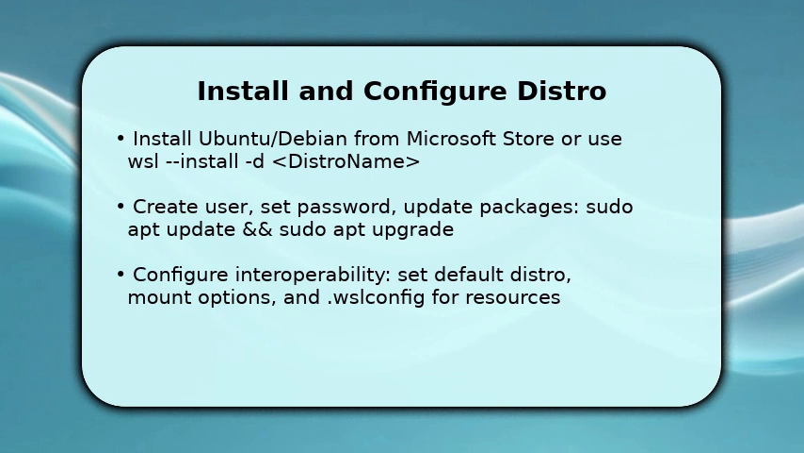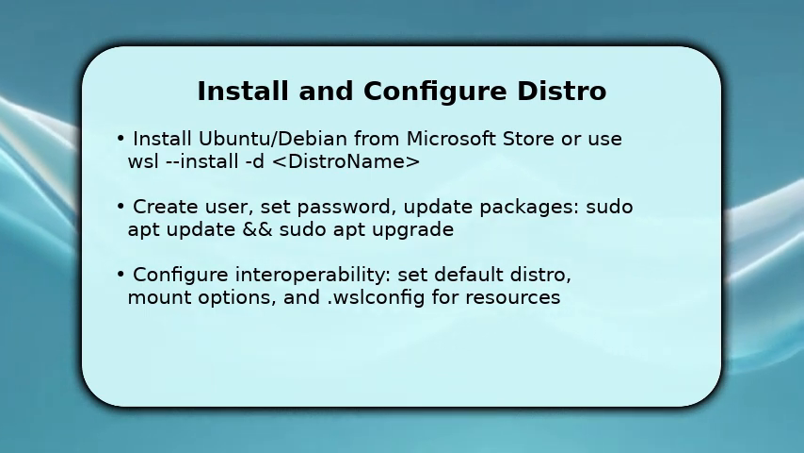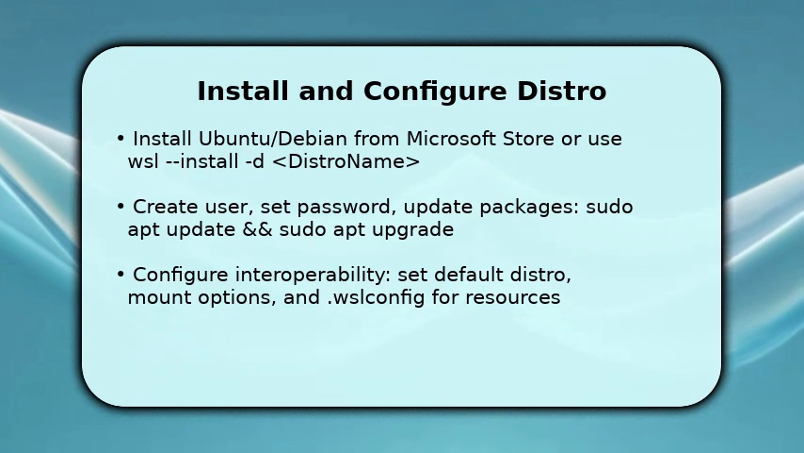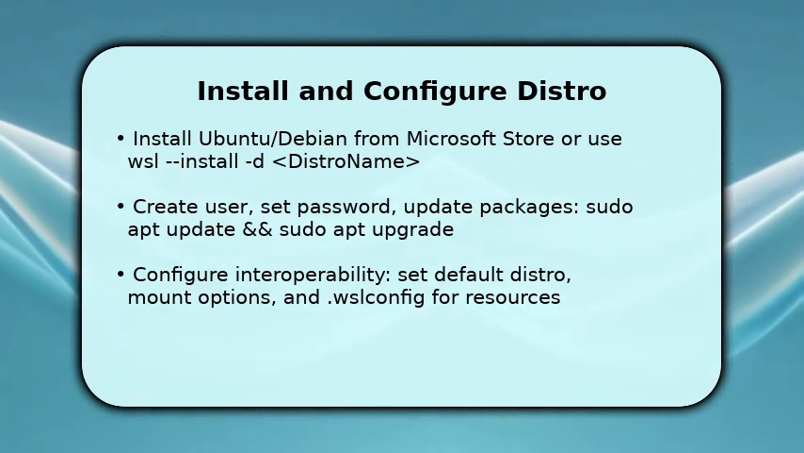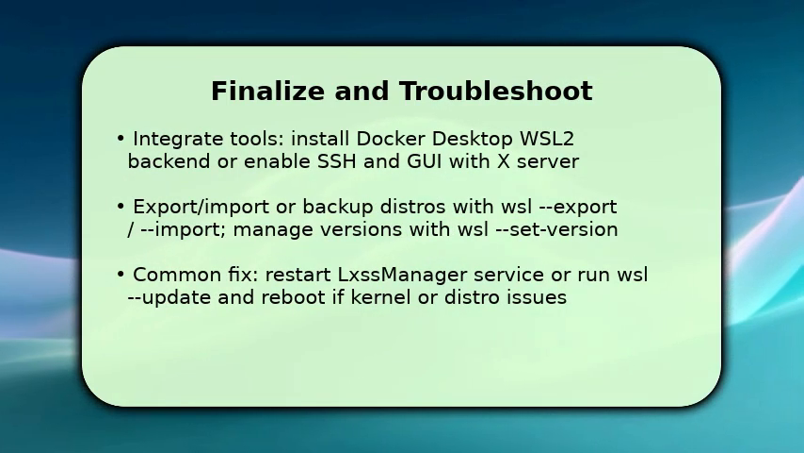Adjust /etc/wsl.conf or .wslconfig to tune mounts and resource limits, and make sure the Windows path is set. Finish by integrating your workflow tools and validating the setup so you can work without interruption.